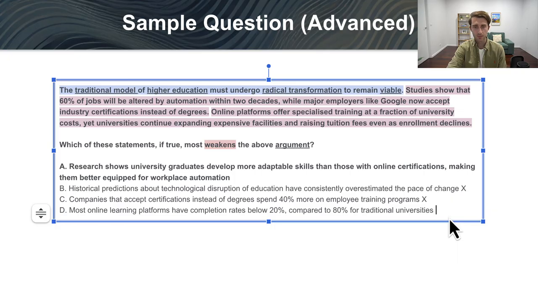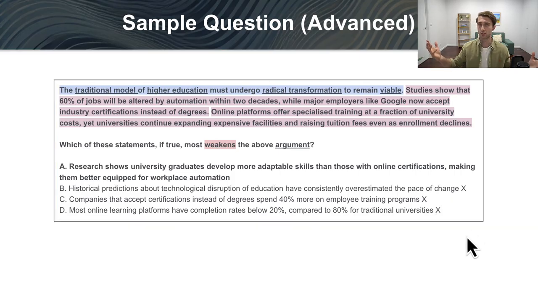And D, most online learning platforms have completion rates below 20% compared to 80% for traditional universities. Again, this one is just actually arguing the opposite. It would actually strengthen the argument rather than weaken. And so A was the correct answer here.